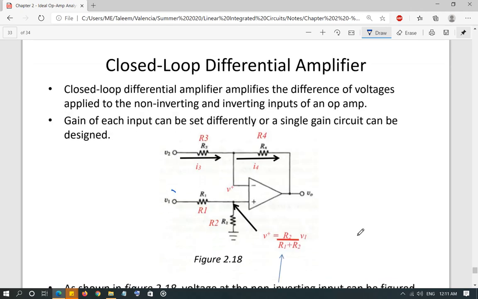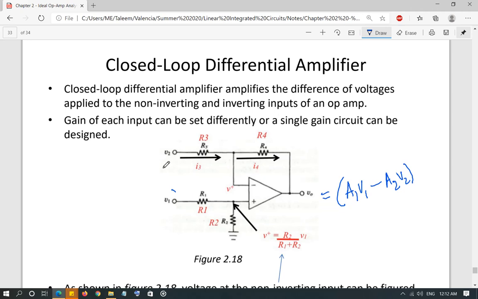Now the goal of this circuit is that the output should be equal to A1 V1 minus A2 V2. That is the goal of the circuit. That is, it should be equal to the difference of the two inputs. Each input will be multiplied by its own gain and then subtracted, and the output should be equal to that. That's the goal of the closed loop differential amplifier.